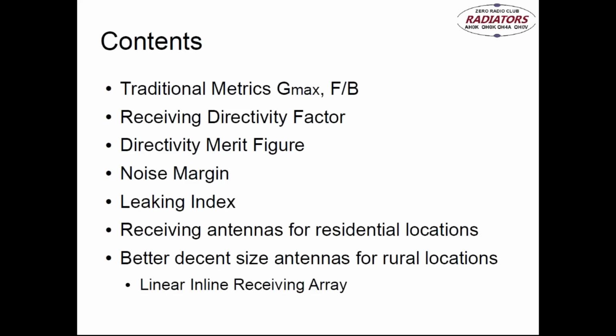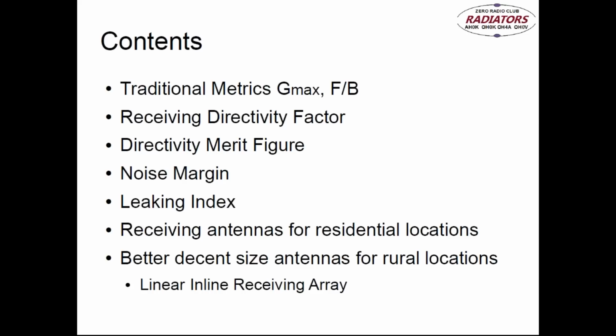So then to the presentation, the contents. We're going to see the traditional metrics briefly. We're going to look into the receiving directivity factor. Most of you know it, but nobody has seen the directivity merit figure, the DMF, before. Then completely something new is noise margin. I think people who have been dealing with receiving antennas have been thinking, okay, what is this noise? Is this electronics noise or what? I'm going to try to answer that. Then I invented something else that is new: the leaking index. Let's see what that is. And then I'm going to have a couple of suggestions for you, and also for myself, because I'm developing my contest stations. So I'm going to think about receiving antennas for residential locations and also quiet rural locations. And then at the end, you're going to be astonished with the linear inline receiving array, what that LIRA is, other than Italian old currency. You will find out.